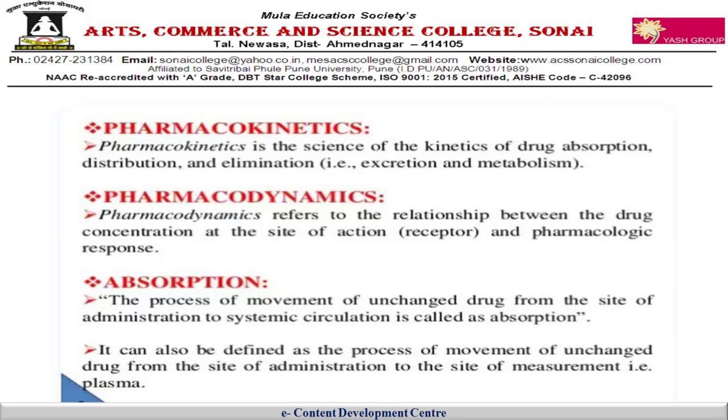Absorption: the process of movement of unchanged drug from the site of administration to systemic circulation is called absorption. It can also be defined as the process of movement of unchanged drug from the site of administration to the site of measurement, that is, plasma.